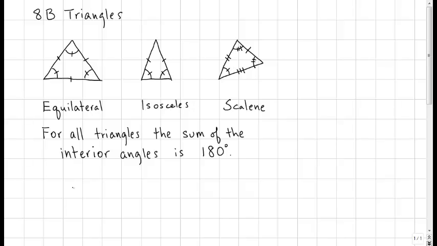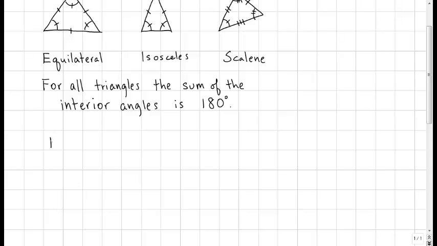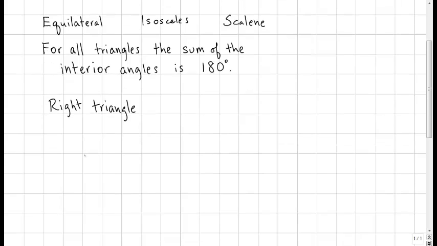Now, if one angle is 90 degrees, we call that a right angle, and the triangle is called a right triangle. So, if one of the angles is 90 degrees, there's no way for the other angles to be greater than 90 degrees, since the sum of the three angles has to add up to 180. In particular, the other two angles have to add up to 90 degrees.